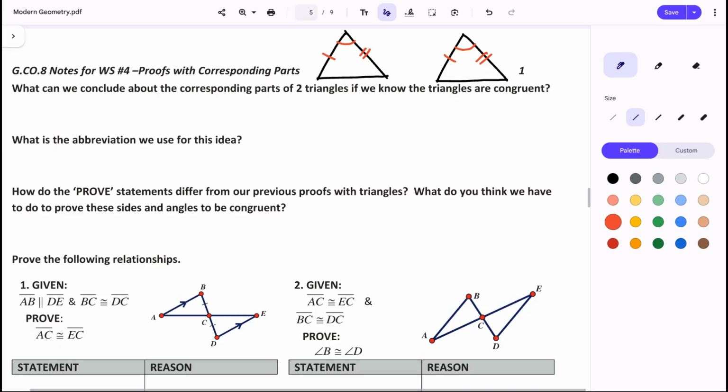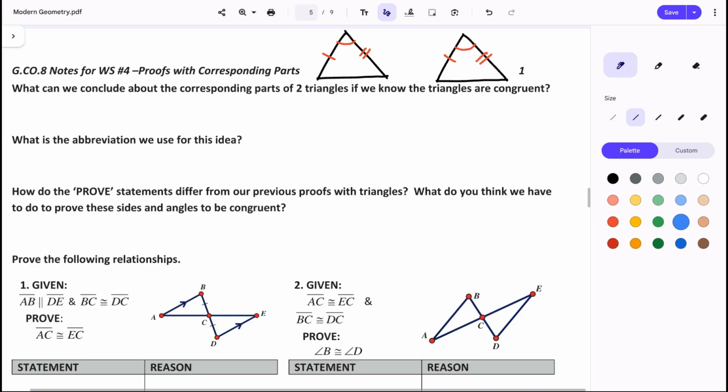Okay? So here's the question that they're asking. If you know that those two triangles are congruent, what's true then about all the unmarked pieces? They should be congruent too. Because if we know these two triangles are congruent, that means that they match. Everything about them should have like a partner to pair up with.